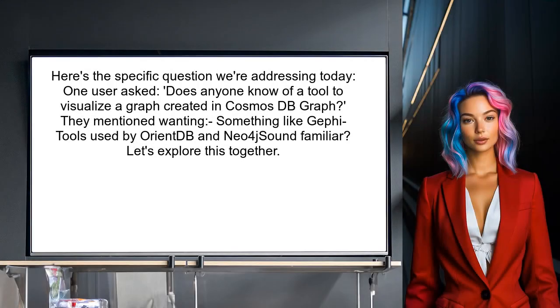Here's the specific question we're addressing today. One user asked, "Does anyone know of a tool to visualize a graph created in Cosmos DB Graph?" They mentioned wanting something like Gephi or the tools used by OrientDB and Neo4j. Sound familiar? Let's explore this together.